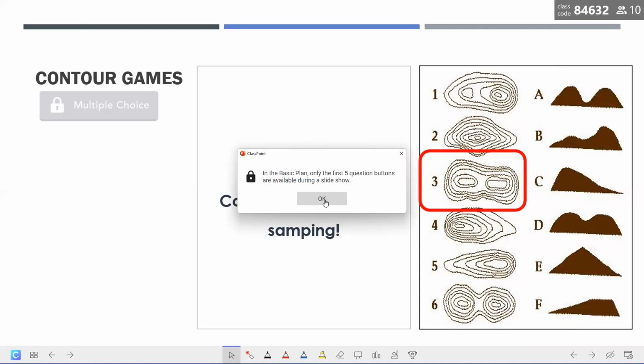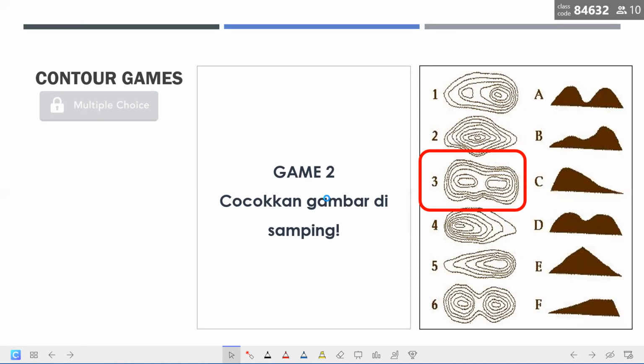Basic plan only first 5 question buttons are available during the slideshow. Well, I guess that's the end of the quiz. So number 3, I guess you can already guess what it is. What do you think number 3 is? Would anyone care to guess? The multiple choice games doesn't work anymore.